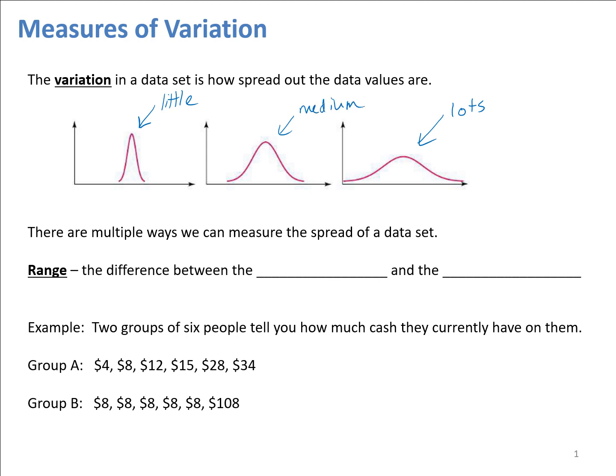There are multiple ways we can measure this spread or this variation in a data set. The range is probably the simplest. The range is the difference between the high value in the data set and the low value in the data set.